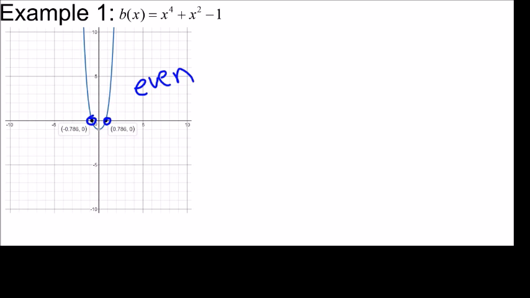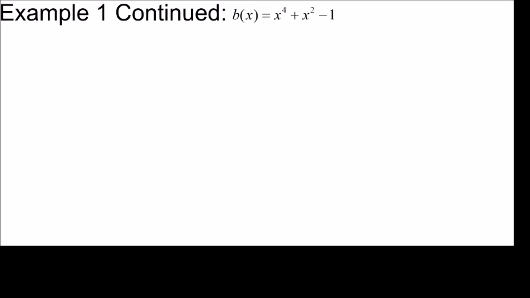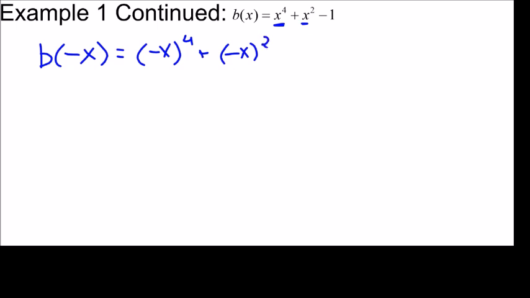Now, for the algebraic way to prove that it's an even function, what we do is we take our b of x and substitute in a negative x. It's just like if we substituted in a 2 or a 3 or any number you wanted. You can also put in a negative x. So the negative x goes in here and gets raised to the fourth power. Then we substitute in a negative x here. It gets squared. And then we have our negative 1.